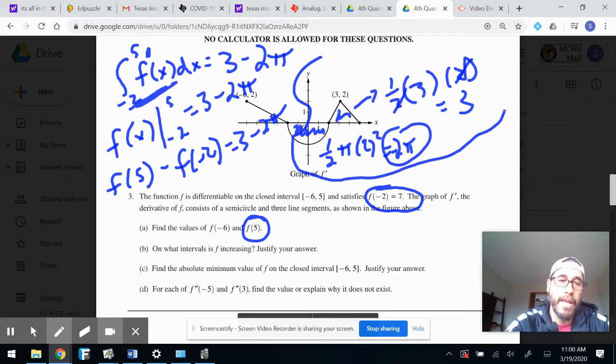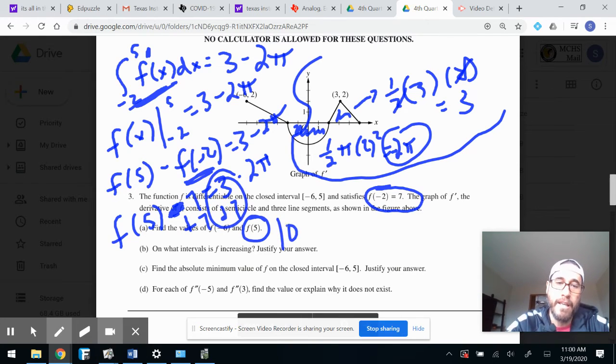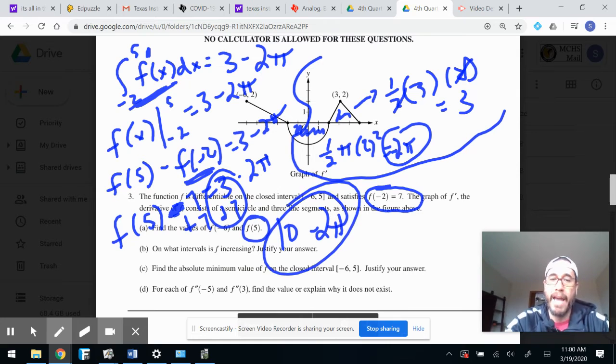You should get rid of that stuff. I'm going to substitute in a 7 for that. So I get f of 5 minus... This is how we just got to do it, class. I don't have much room here. Sorry. So it'd be f of 5 minus 7 equals 3 minus 2 pi. Let's add that 7 over, right? And you get 10 minus 2 pi. Please be right. Let's check it out.